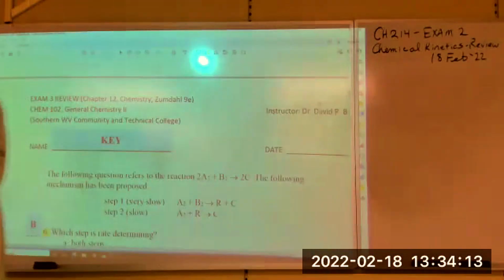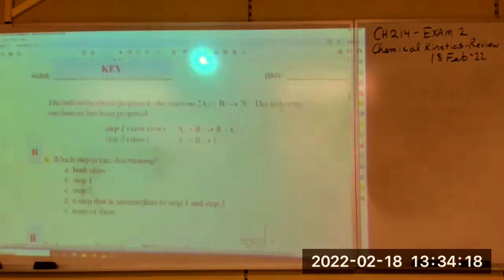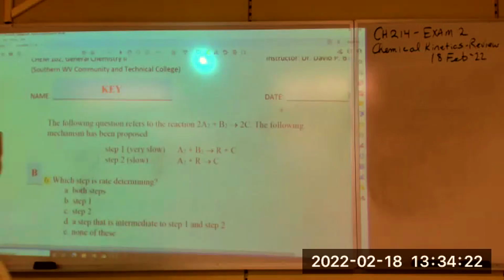Okay. More scrolling. Let's do that. Then I can page and get to the next one.